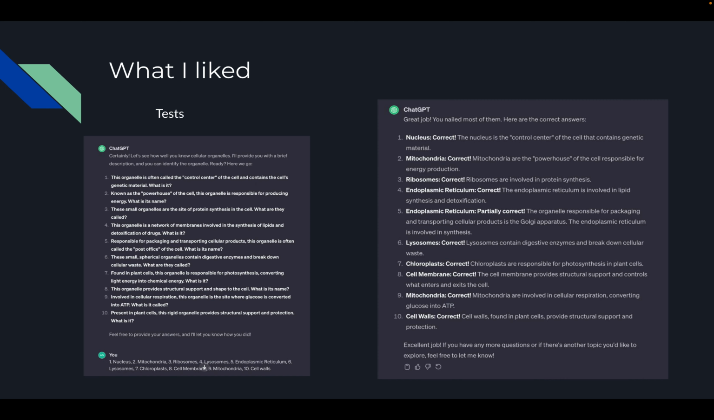So here's the different things I like. So the tests. So I asked it, give me a test on the cellular organelles. And so you can kind of see, it asked me 10 different questions. Which organelle is the control center? And then you can see down here, I answered them all, and I answered them in a very easy way. Just 1, nucleus, 2, mitochondria, 3, ribosome, 4, lysosome. Just kind of went through them. And then here's what it gave me once I typed that in.